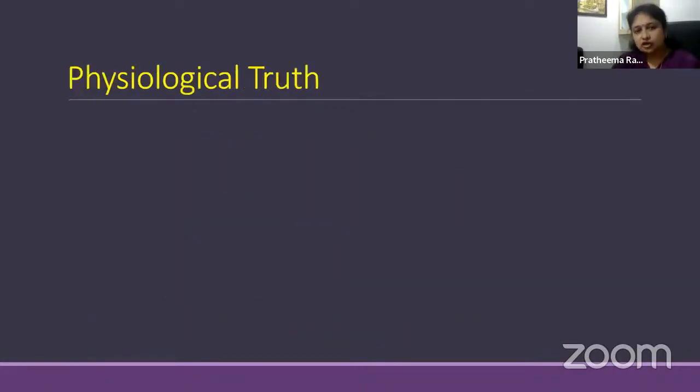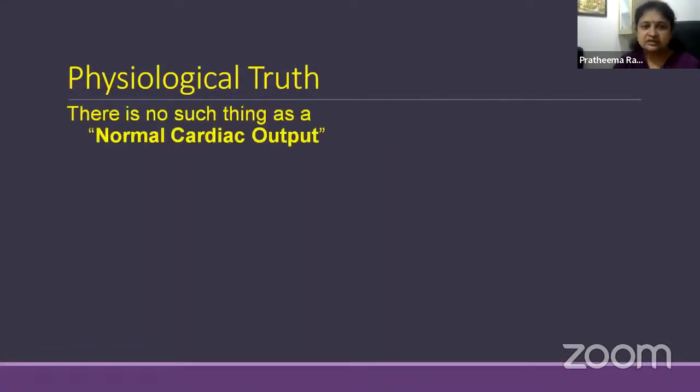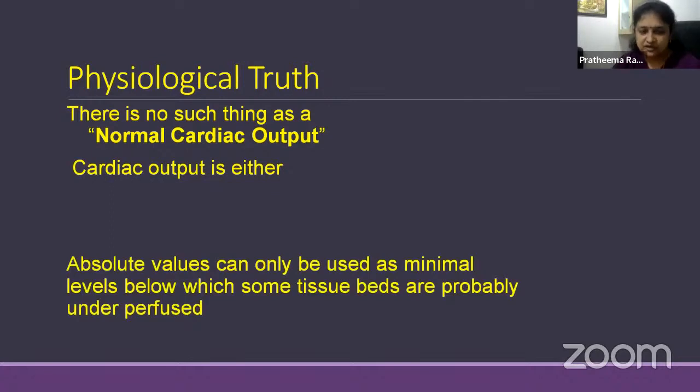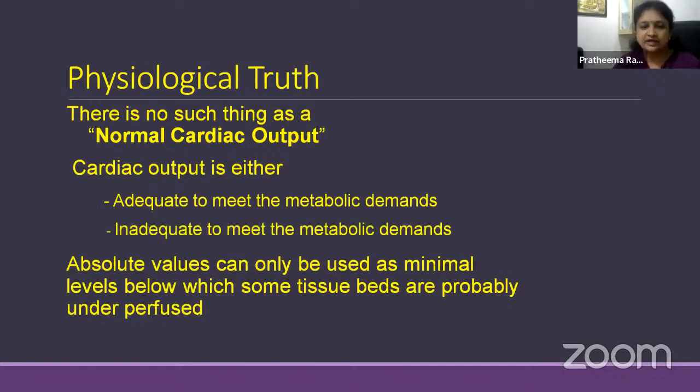So what is a physiological truth? Telling the total secret of hemodynamic monitoring, there is nothing called a normal cardiac output, because it is not one size fits all, like clothes are different. So the cardiac output is changing, and absolute values cannot be taken as foolproof. So either it is adequate to meet the metabolic demands, or it is inadequate to meet the metabolic demands.